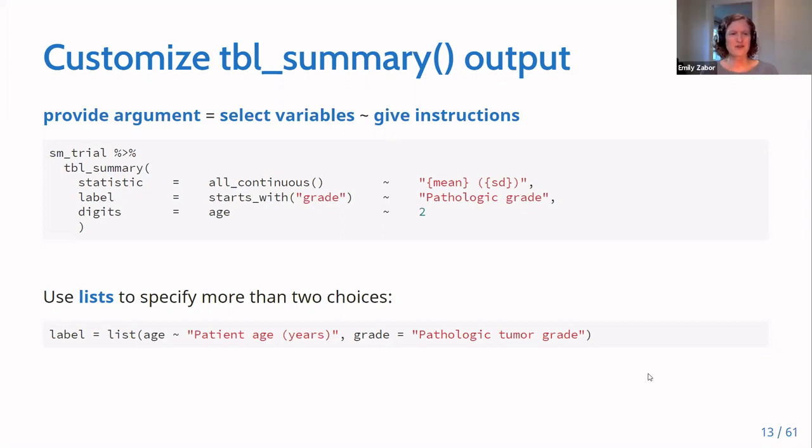So the basic way that you specify arguments to table summary is you provide the name of the argument, an equals sign, then you select variables, you use a tilde, and you give it instructions. And we do have functions that are tidy select style functions. So you can select all continuous, you can use starts with, ends with, contains, all of these different tidy select functions are supported, which is really convenient. But you can also list individual variables that you want these different things to apply to, like I've given an example of here.